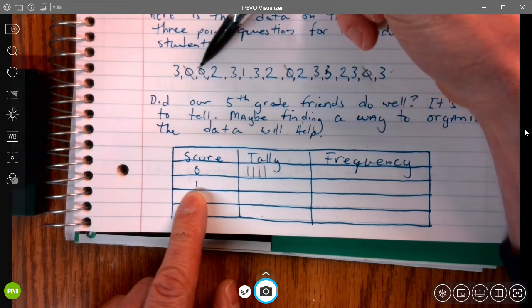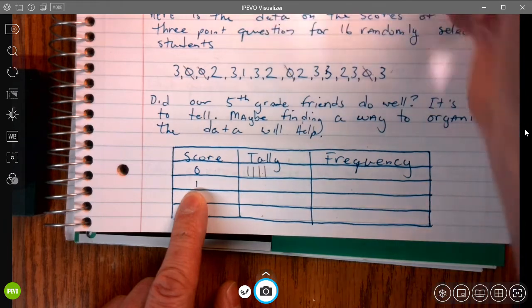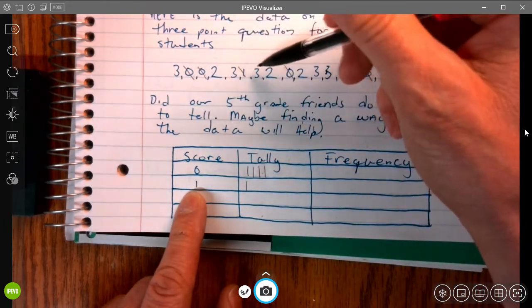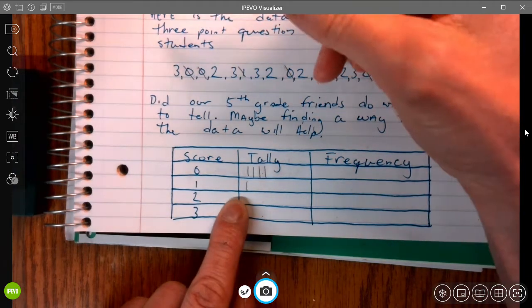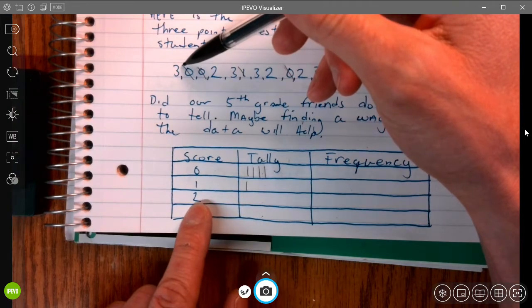Let's look at 1 and tally how many students got a 1. Stop me when you see a 1. You're supposed to stop me. There it is, right there. And cross that out. And it looks like there's just one 1. All right, so let's go back and now let's look at 2s. And let's tally the amount of 2s.